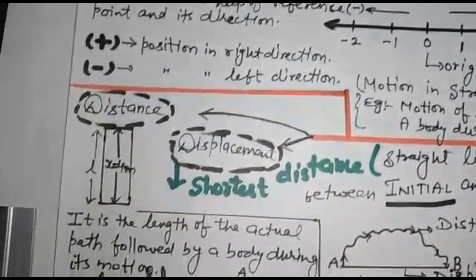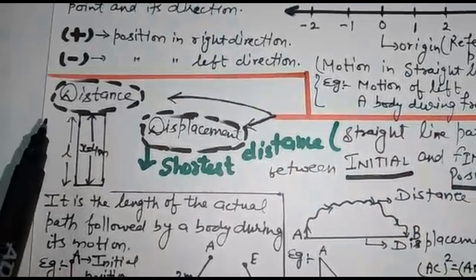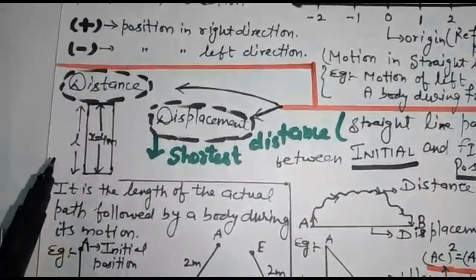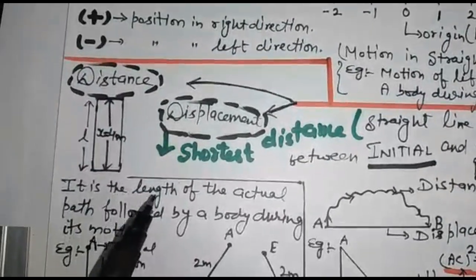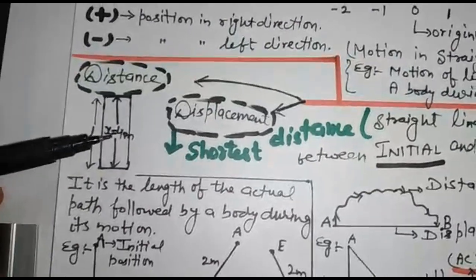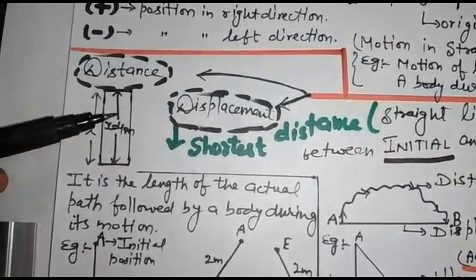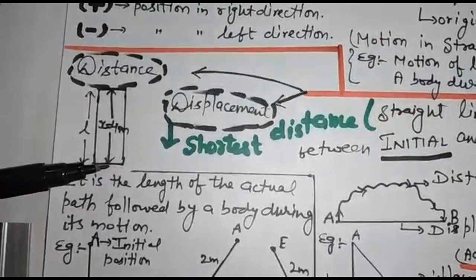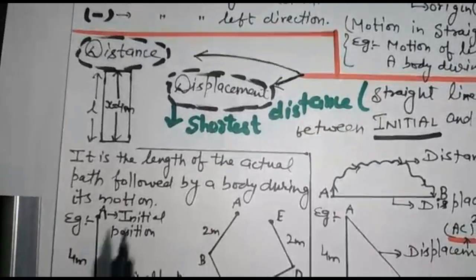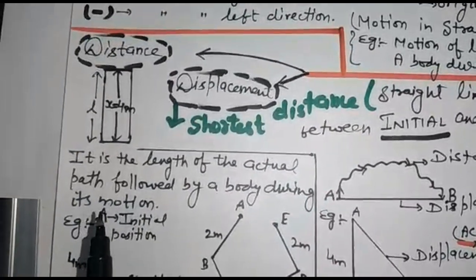Now, to understand the motion, we must know what distance is and what displacement is. First, let us discuss distance. Distance is simply the length of the actual path. Like this is the path and the length of this path is given as 4 meters. So if a body starts from here and moves in this direction and reaches this point, it covers 4 meter distance. So it is the length of the actual path followed by the body during its motion.